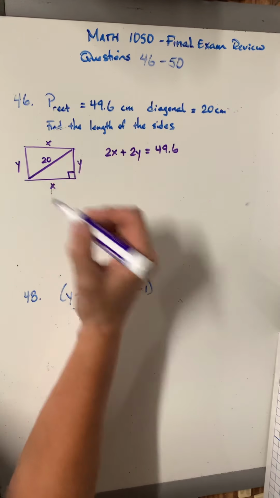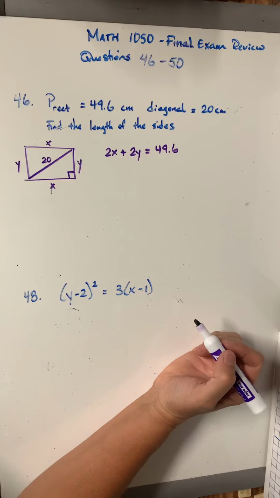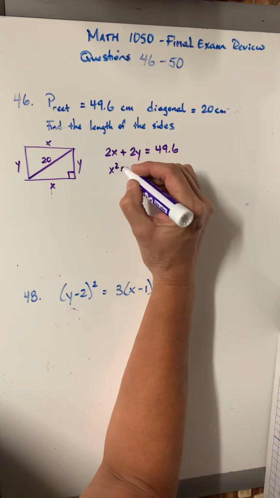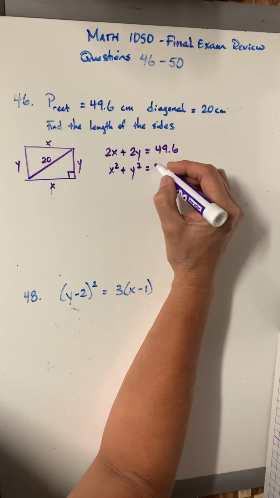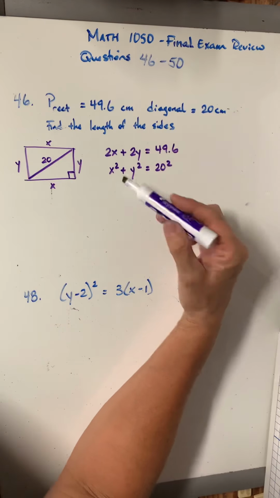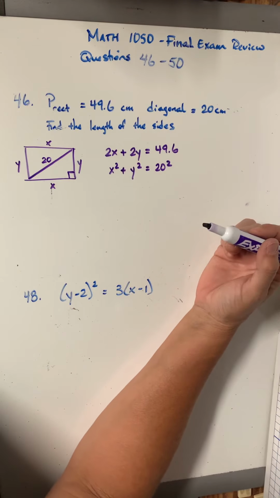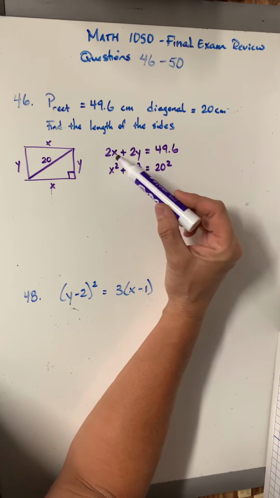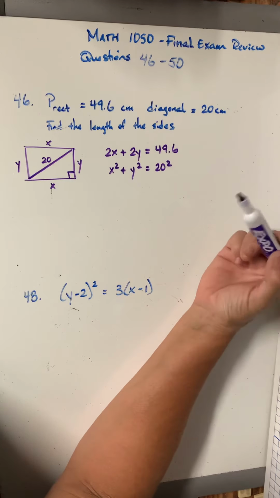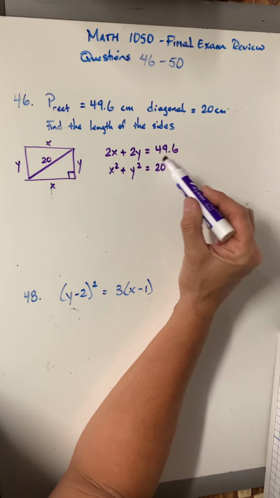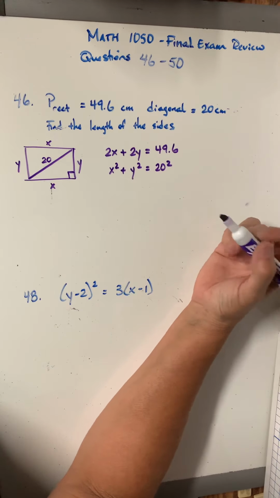I can treat this as a right triangle and use the Pythagorean theorem. So I'm going to have x squared plus y squared equals 20 squared, because if I have two unknowns, I need two equations, and they gave me enough information for two equations. So at this point, what most people will do is take the top one and solve it for one of the letters. First, I can simplify it by dividing everything by 2 in that top one.